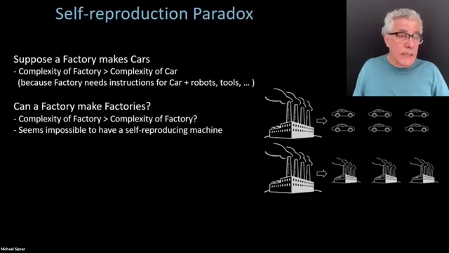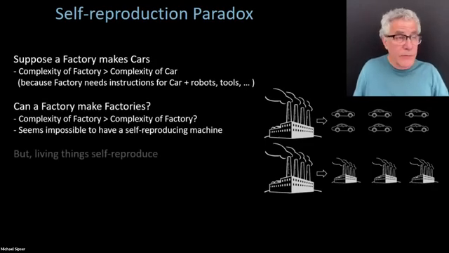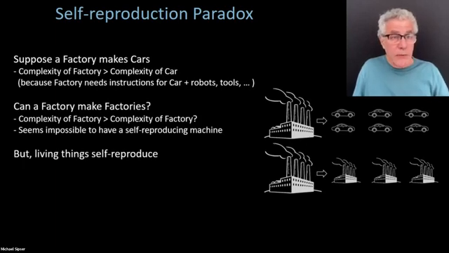So it seems, as I'm saying, impossible to have a self-reproducing machine. But we know that in the world, there are things that make copies of themselves, living things. So it seems like a paradox. Cells can make copies exactly of themselves. All living things can make copies of themselves. So how do they manage to get around this paradox?